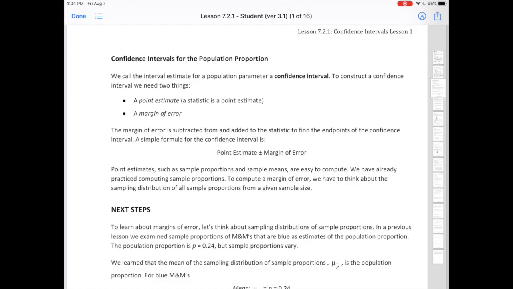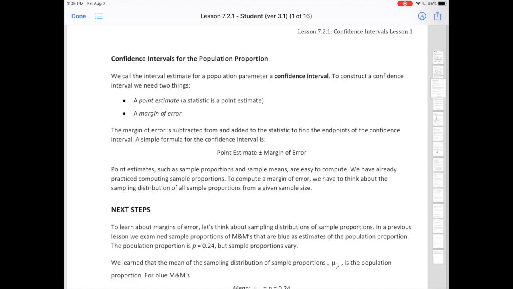We are now going to learn the correct terminology for this interval. Okay, we call this a confidence interval. So let's read about confidence intervals for the population proportion. We call the interval estimate for a population parameter a confidence interval. To construct a confidence interval, we need two things. First, we always need a point estimate. A statistic is a point estimate, okay?